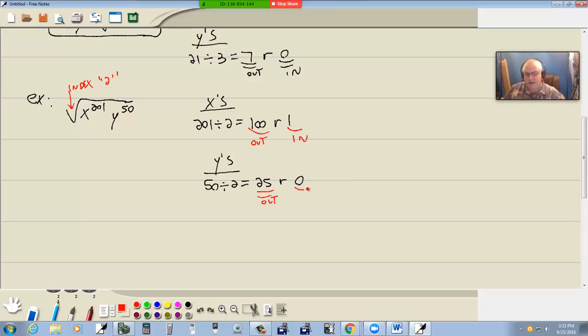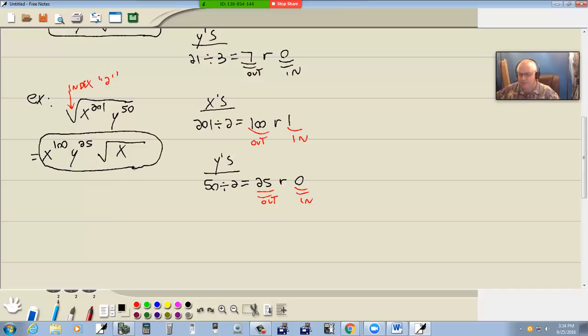And this is how many comes out, and this is how many stays in. Okay, so for this problem, we're going to have x to the 100th come out. We'll have y to the 25th. We had 100 x's come out, 25 y's. Now here we have 1 x left inside, but here we don't have any y's left inside. So that would be our answer.